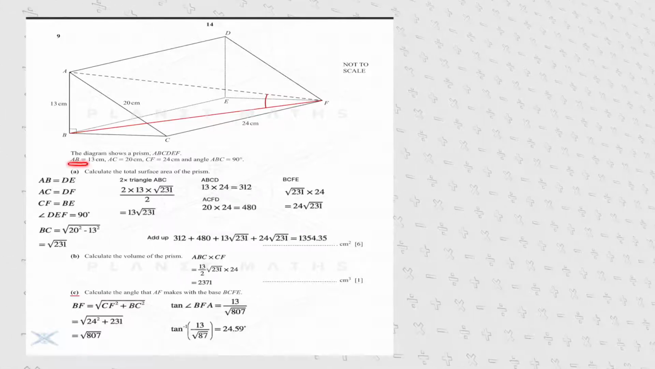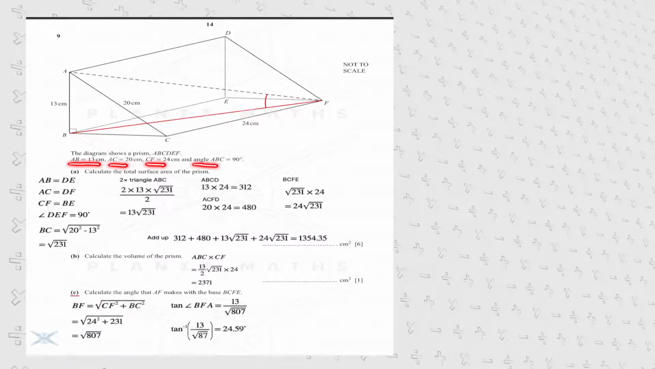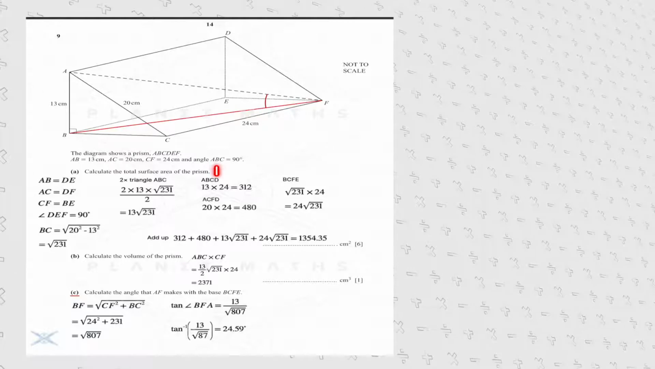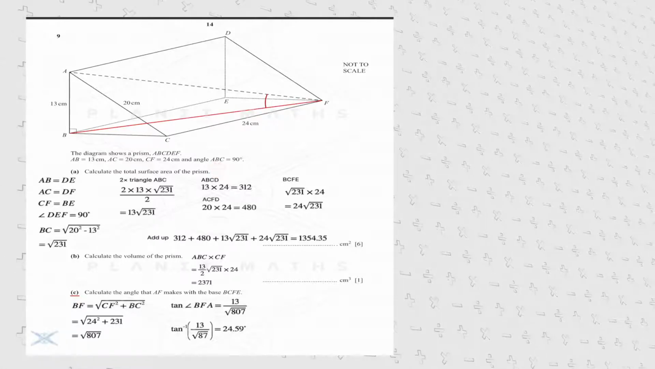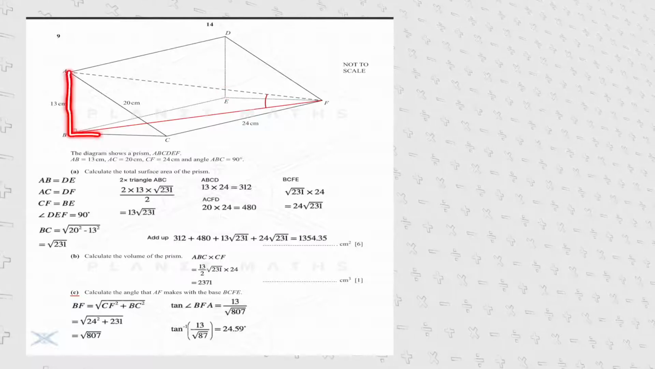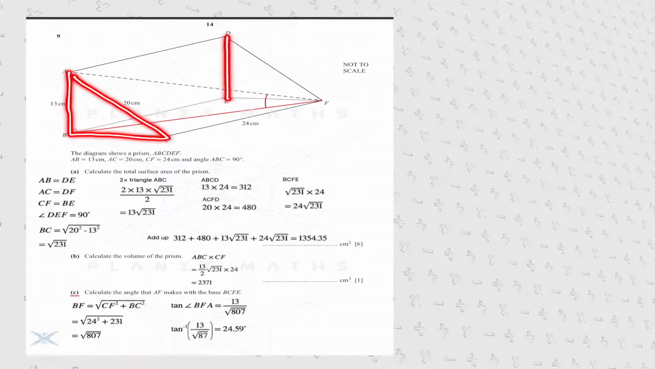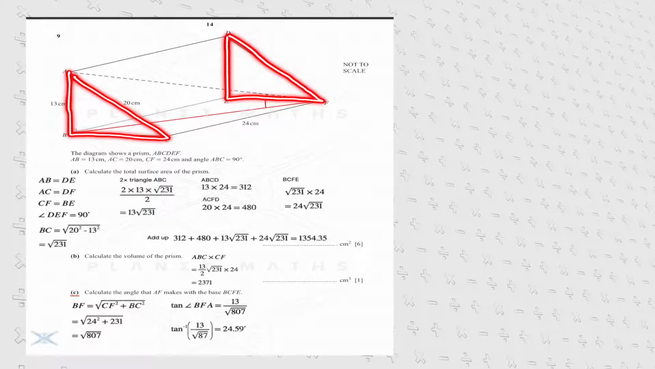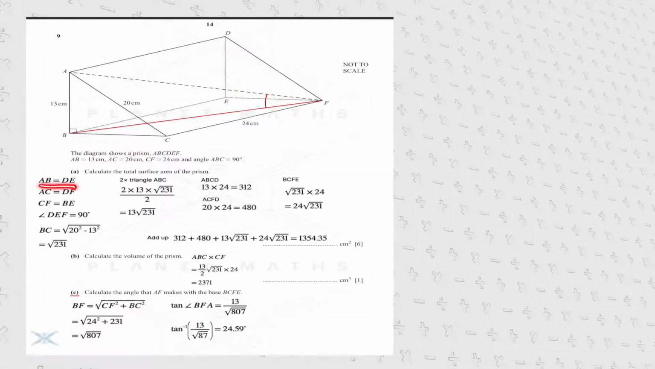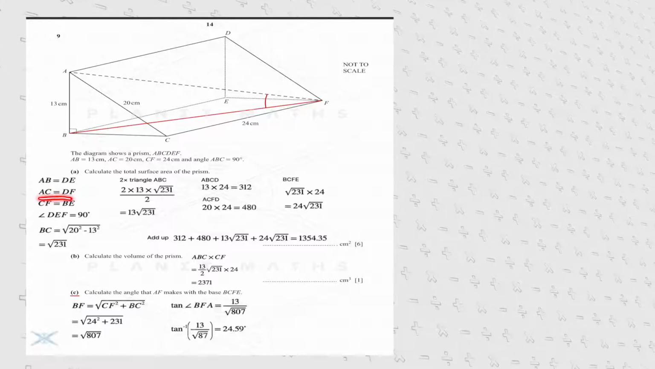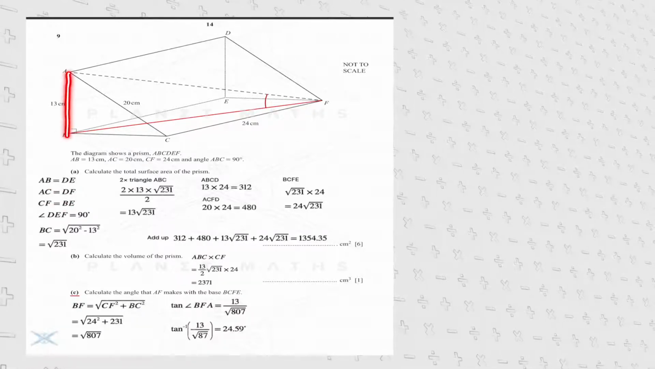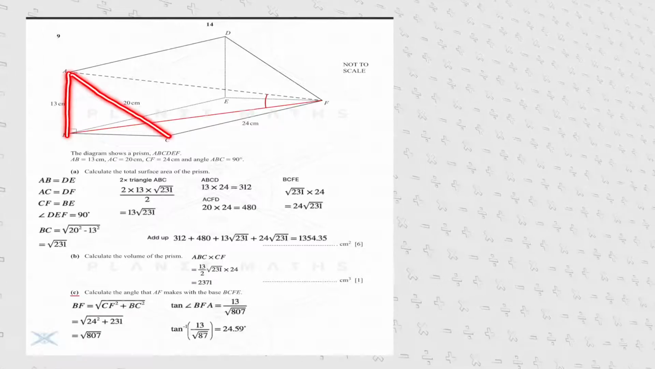Next on to exercise 9, where we are provided with a diagram that shows a prism ABCDEF, whereby AB, AC, CF and the angle ABC is provided. In part A, we are supposed to calculate the total surface area of the prism. Since ABC is a right angle, so is DEF, since the triangles ABC and DEF are parallel to one another, since we are dealing with a prism. Additionally, we can assume that AB is parallel to DE, AC parallel to DF, and CF parallel to BE.